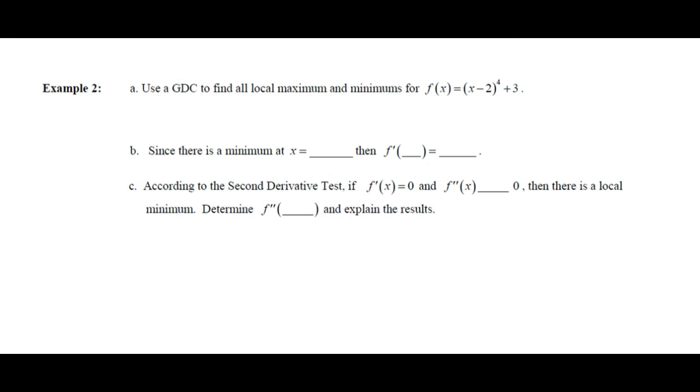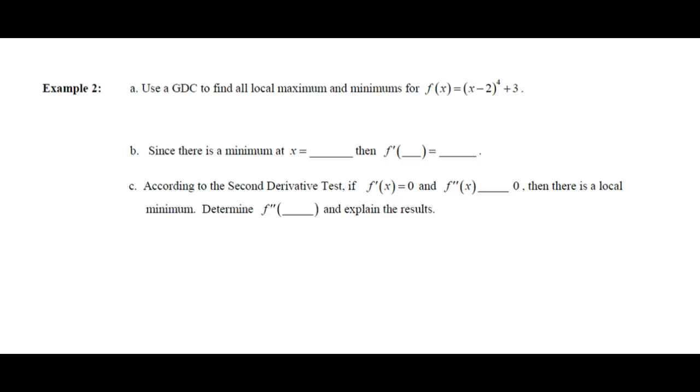Use a GDC. I believe that's a graphing display calculator. It's just your graphing calculator. To find all local max and mins for f of x equals x minus 2 to the 4th plus 3. Do you even need a calculator to do that one? Probably not.